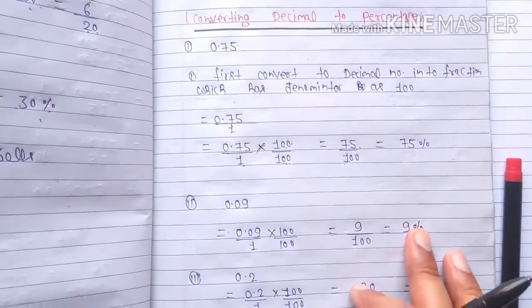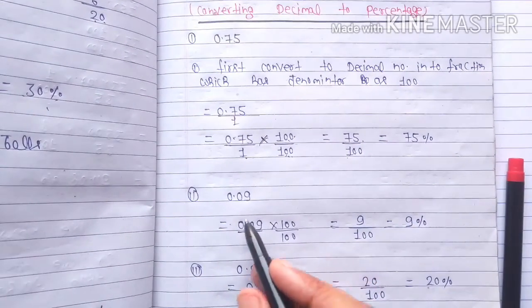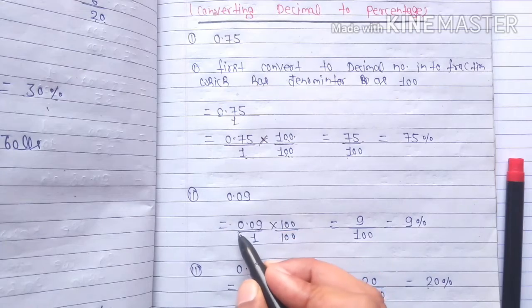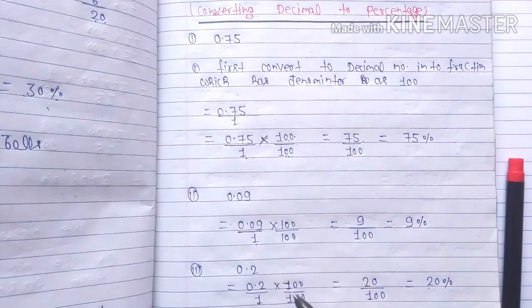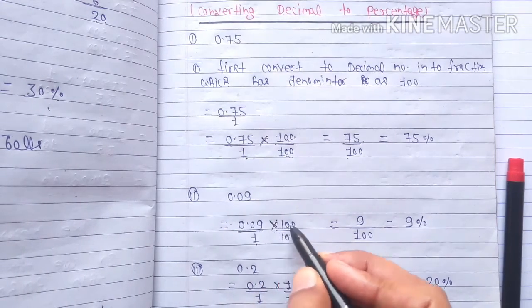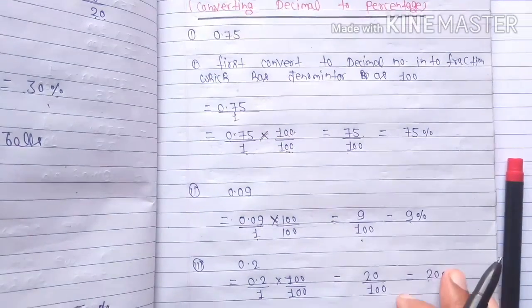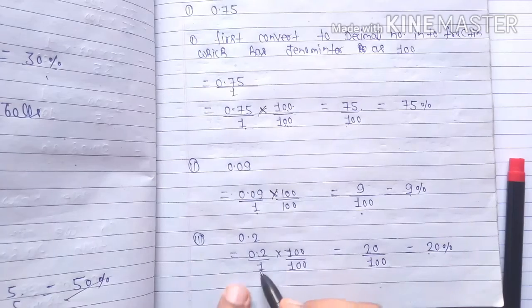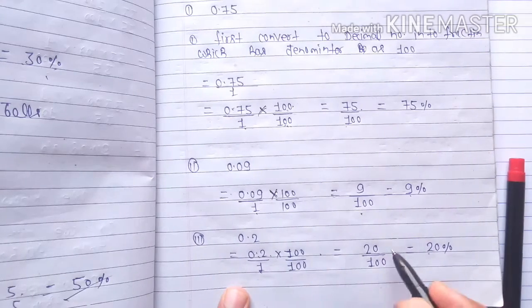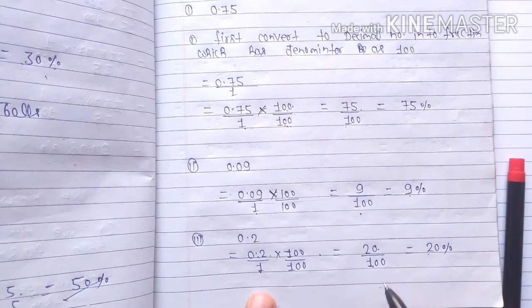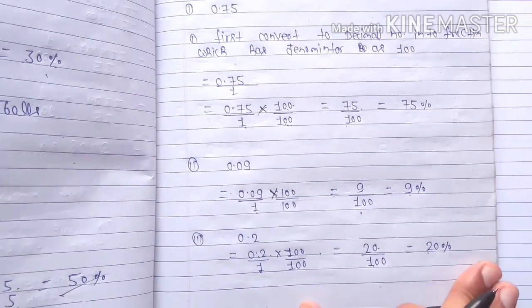The next one, 0.09. Student, 0.09 is equal to 0.09 upon 1. Now we will multiply both numerator and denominator by 100. We will get 9 upon 100. It means 9%. Like 0.2 upon 1, multiply with 100. It's 20 upon 100. It means 20%. I hope it's clear, students.